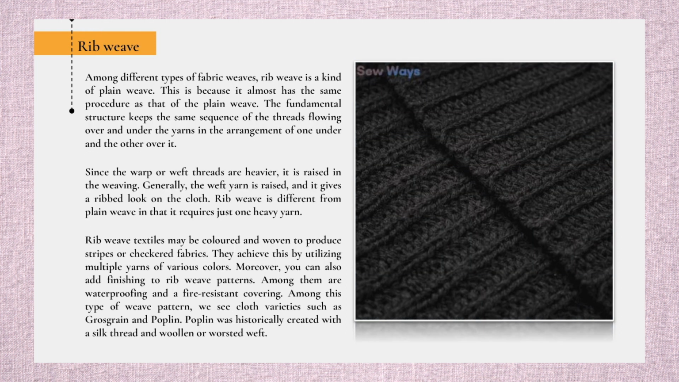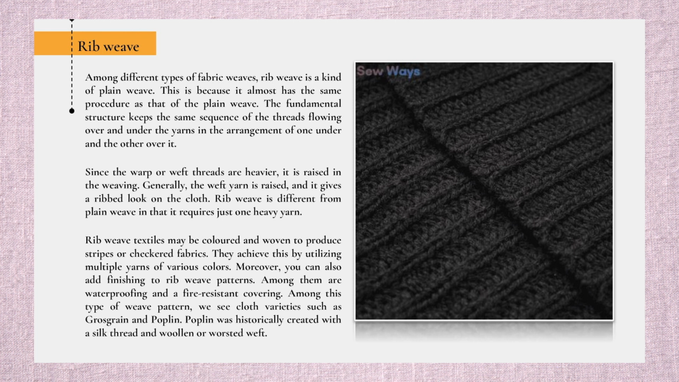Rib weave. Amongst different types of fabric weaves, the rib weave is a kind of plain weave. This is because it almost has the same procedure as that of a plain weave. The fundamental structure keeps the same sequence of the thread flowing over and under the yarn in an arrangement of one under the other. Since the warp and the weft threads are heavier, it is raised in the weaving. Generally, the weft yarn is raised and it gives a ribbed look on the cloth. Rib weave is different from plain weave in that it requires just one heavy yarn.